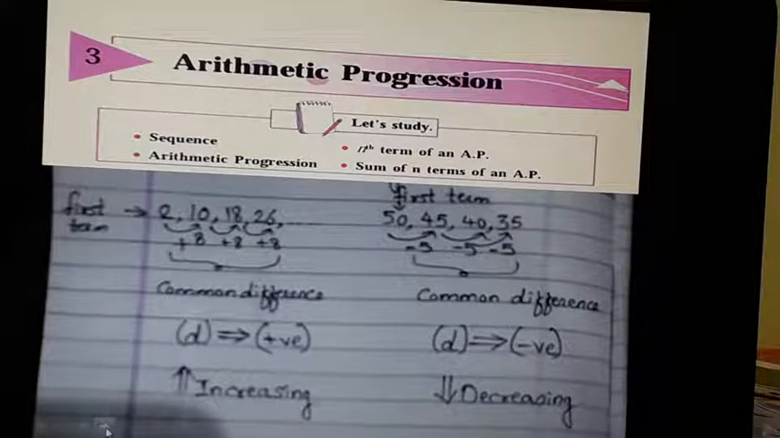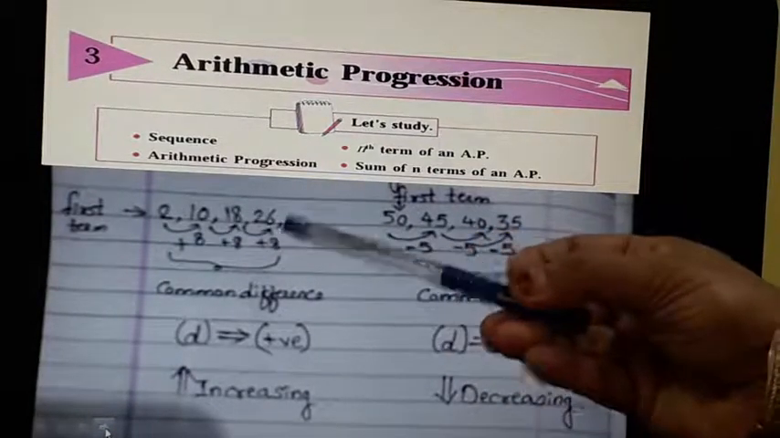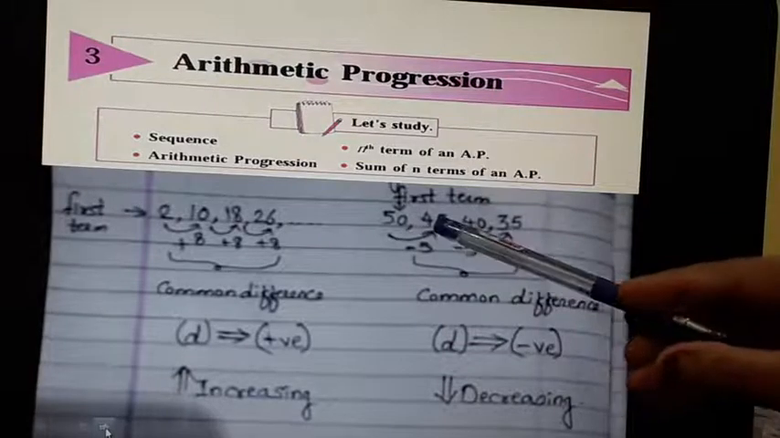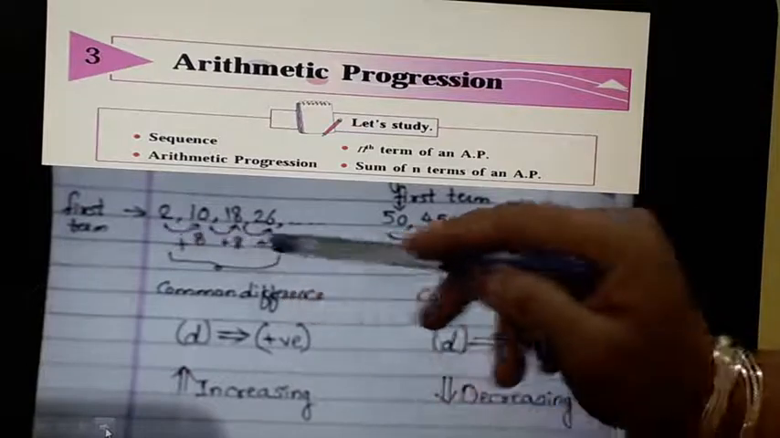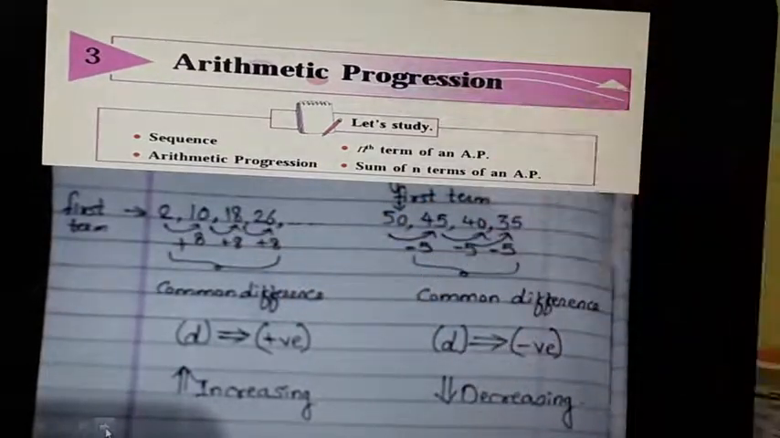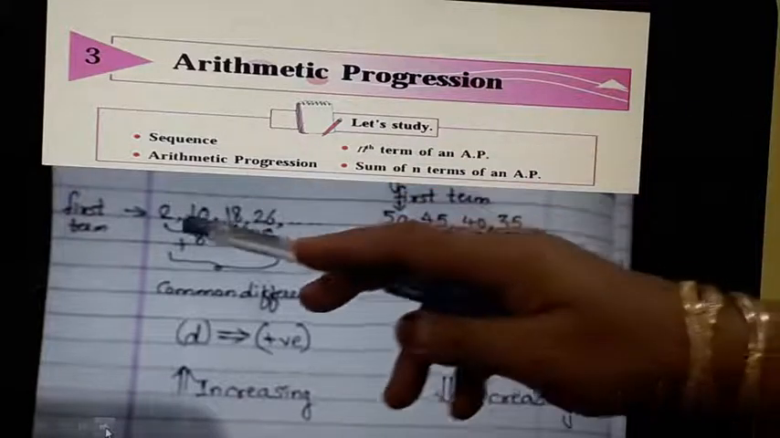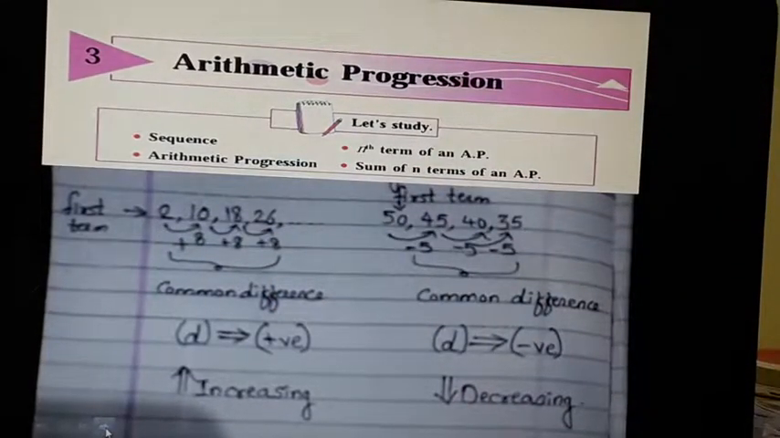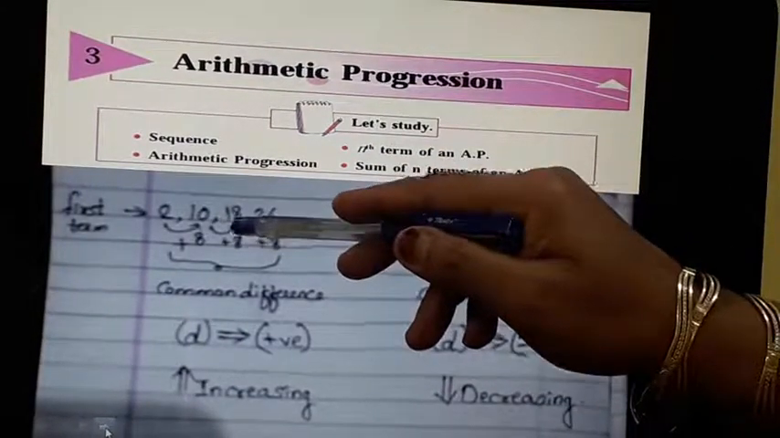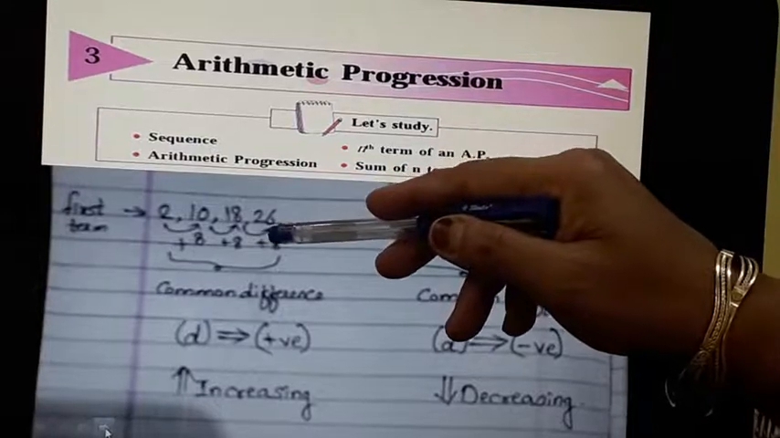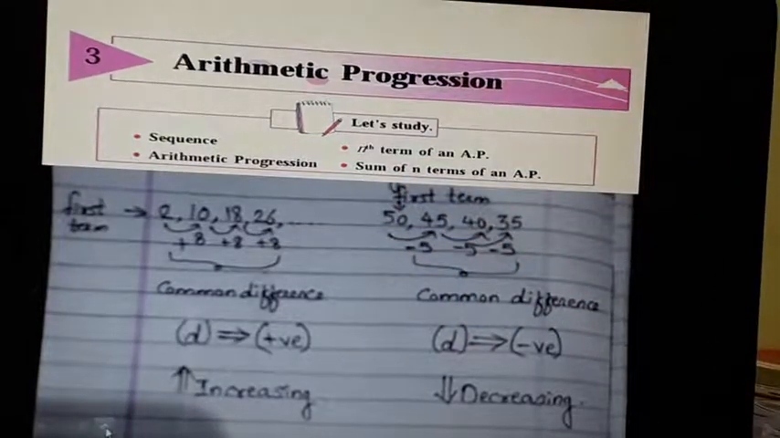Now here on your screen, two sequences are given. The first one is 2, 10, 18, 26 and another one is 50, 45, 40, 35. Let's take the first sequence, 2, 10, 18, 26. Here the first number will be considered as your first term, T1, 10 will be your second term T2, 18 your third term T3, 26 will be your fourth term and so on.